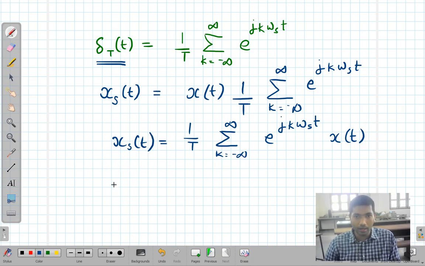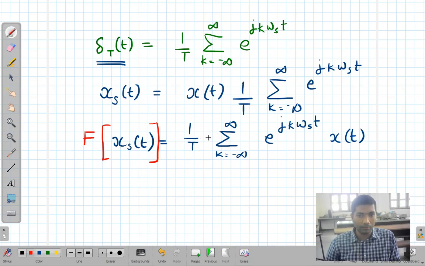Okay, now we are in a position to take the Fourier transform. So I am applying the Fourier transform on the left side as well as the right side. 1 by T is a constant, so I am applying the Fourier transform on the rest. Now you need to recollect one property.